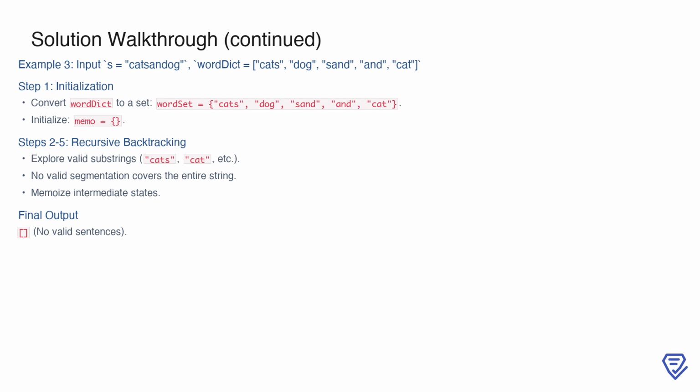For example, after processing valid substrings like "cats" or "cat", we reach portions of the string that cannot be matched with any word from the dictionary. As we backtrack, we memoize these intermediate invalid states to avoid redundant calculations. Ultimately, since no valid segmentation is found, the result for this input is an empty list.